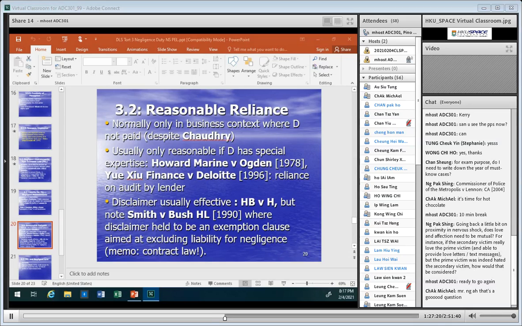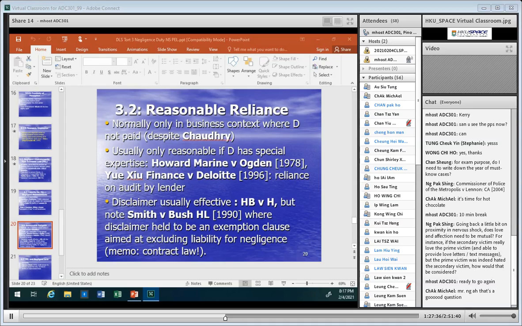And then what about the disclaimer? Now, I've already mentioned this before, and remember, this is where we are going to... that's a good question. Yeah, sorry, I'm just reading the chat box.